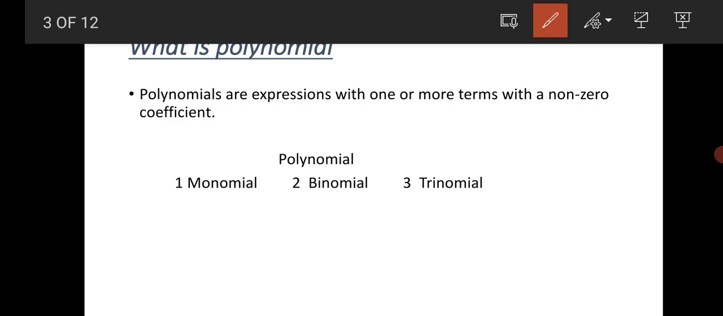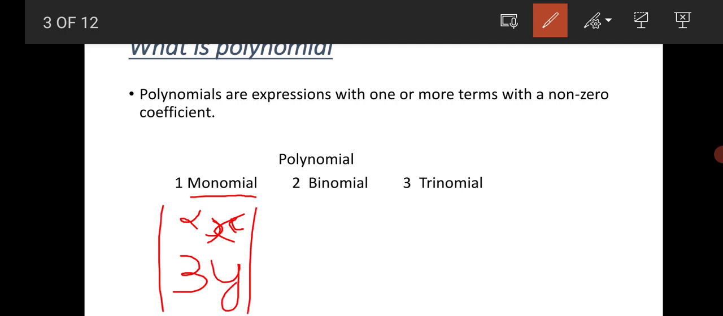The monomial is an expression which contains only one term. The definition is too easy. The monomial is an expression which contains only one term. For example, 2x and 3y. These are examples of monomial.